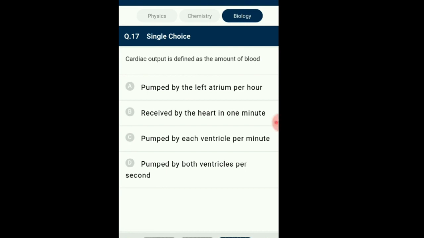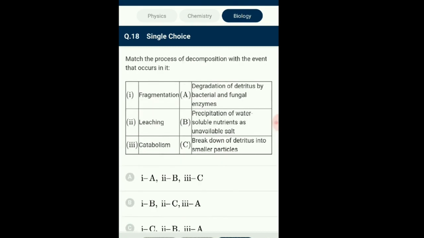Thus the stroke volume, which means the volume pumped out by each ventricle in one cardiac cycle, multiplied by heart rate, the number of cardiac cycles occurring in a minute, gives us cardiac output. Thus the cardiac output is the amount of blood pumped out by each ventricle per minute. It is around 5 liters or 5000 ml in a healthy individual. So the answer is option C, pumped by each ventricle. Question number 18. Match the process of decomposition with the event that occurs in it.